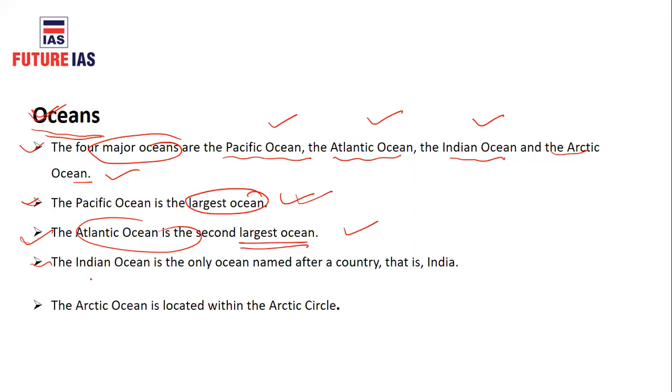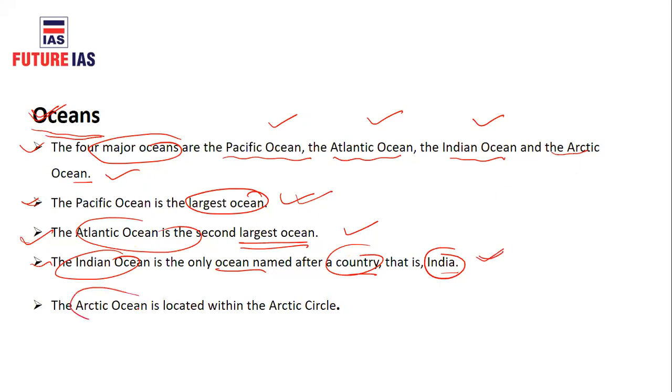The Indian Ocean is the only ocean which is named after a country, and that is India. This Indian Ocean covers the Indian Peninsula from both sides, from the east and west, and also in the southern portion. So it is named only after the country, India.